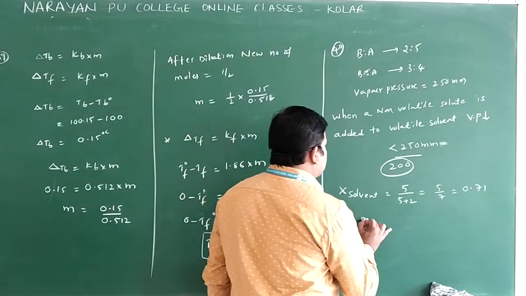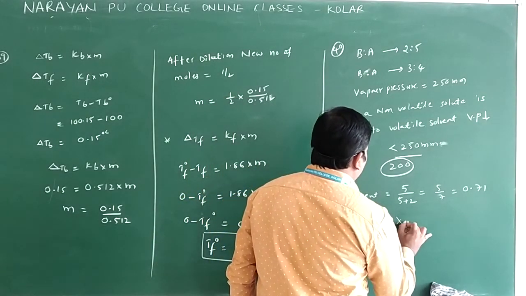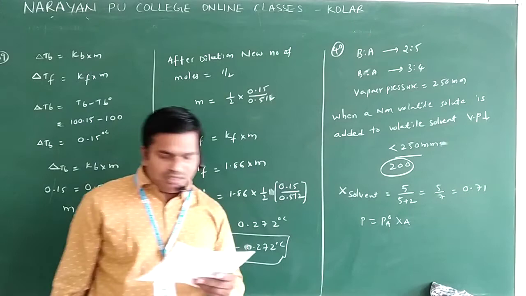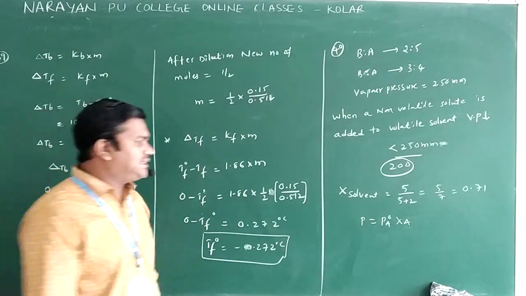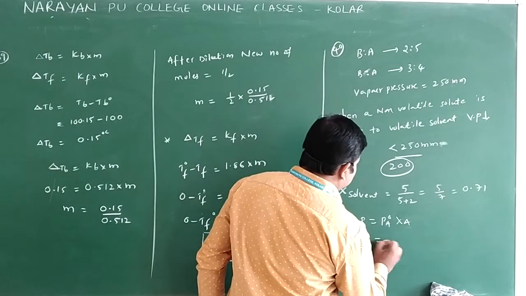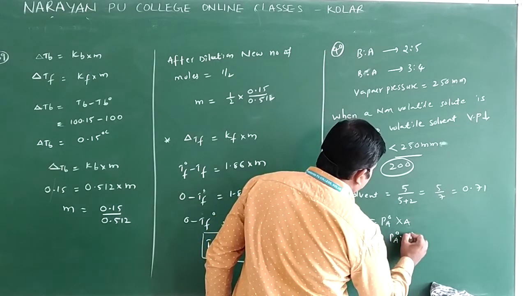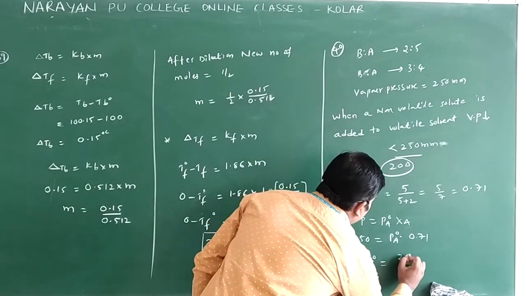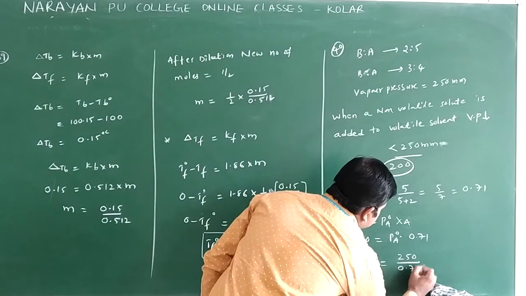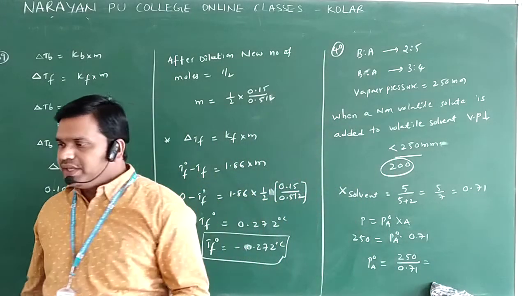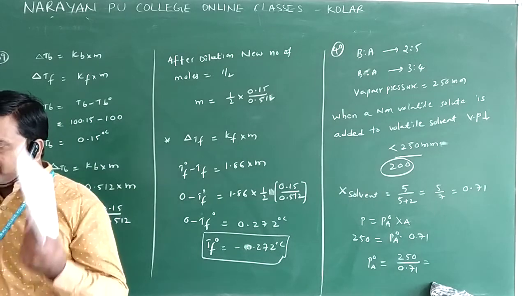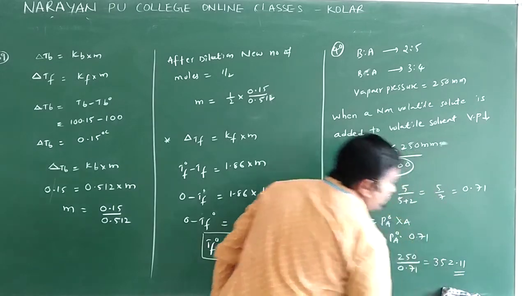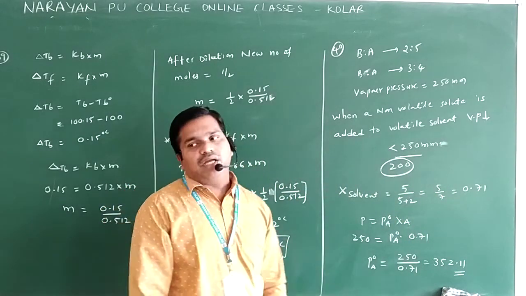You know one formula: P is equal to PA naught into XA. The vapor pressure given here is 250. That is equal to PA naught into the mole fraction you got here, 0.71. Now PA naught is equal to 250 by 0.71. Then you will get 352.11 only. So this is the PA naught value.